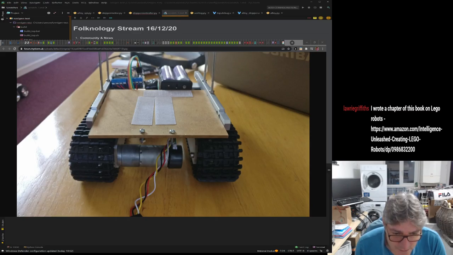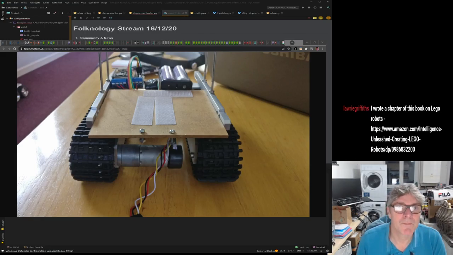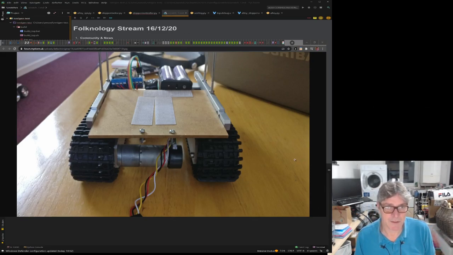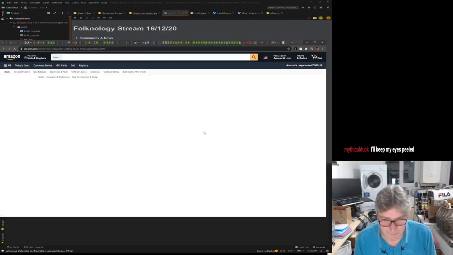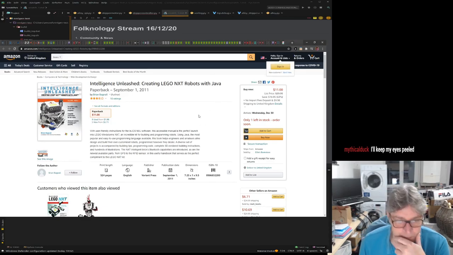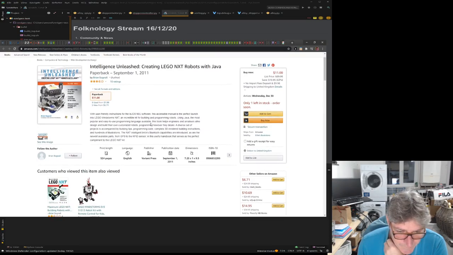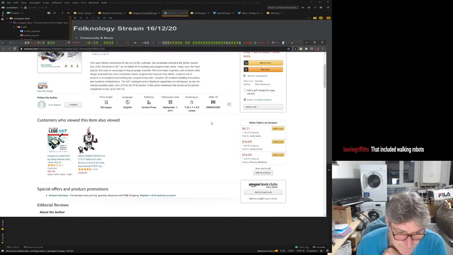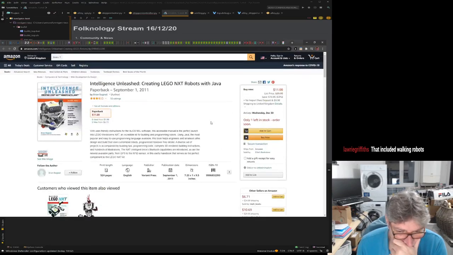Wrote a chapter of this book on Lego robots. Intelligence Unleashed, Creating Lego NXT Robots with Java. Cool, nice one. A good friend of mine used to do a lot of Lego stuff. In fact, he used to build machines that helped him in his manufacturing business. It's only $11, that book. It's a bargain.